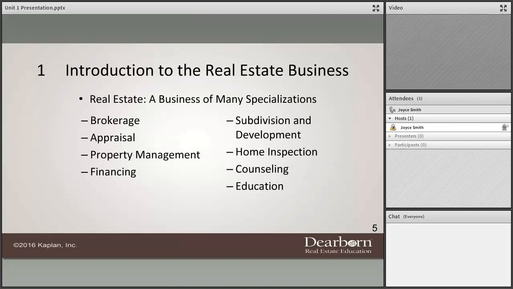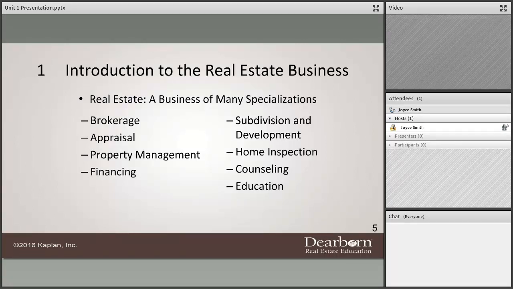So, real estate. It's a business of many specializations. And one of the things I want you to do at the very end of the class, you're going to write a 1 or 2 page paper, basically what you're going to do with real estate when you grow up. What are you going to be when you grow up with real estate? What did you learn in this class? Where do you think you want to go with real estate?